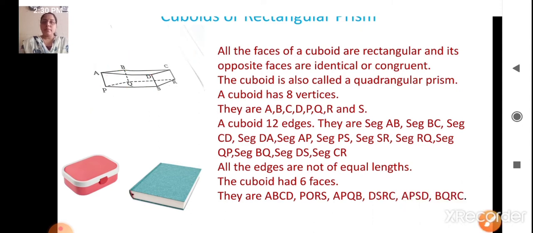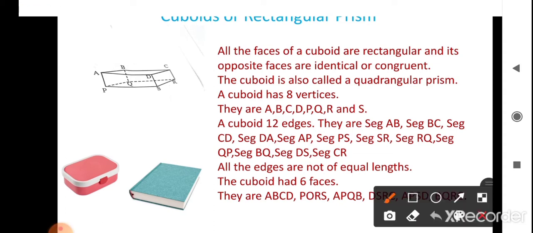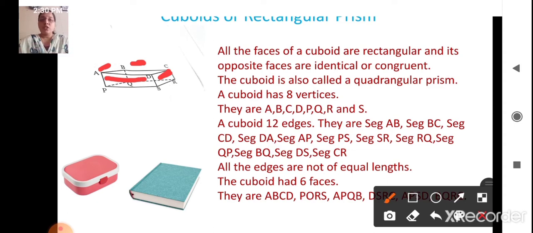Clear, children? Now let us see how many edges a cuboid has. A cuboid has 12 edges. Now let us see the edges, children. Segment AB. Okay. Segment BC. Segment CD. Segment DA. So we are done with the 4 edges: segment AB, segment BC, segment CD and segment DA.